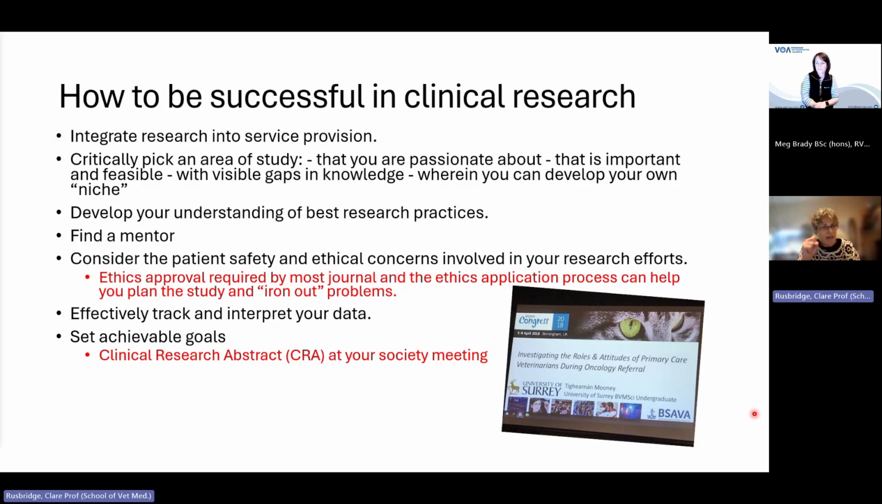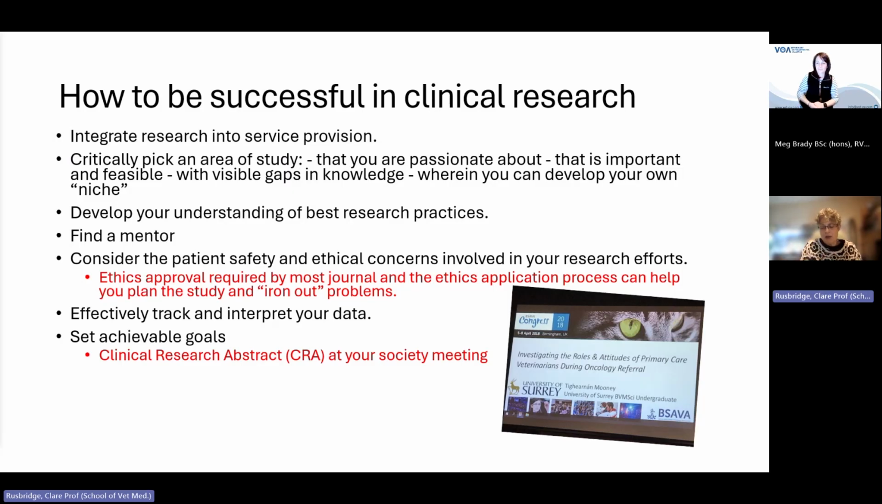So I would say, set that goal. I want to produce a poster at VOA, and aim for that. That is a very achievable goal, because in many of these congresses, they like to see these things. There's a large scope for including them.